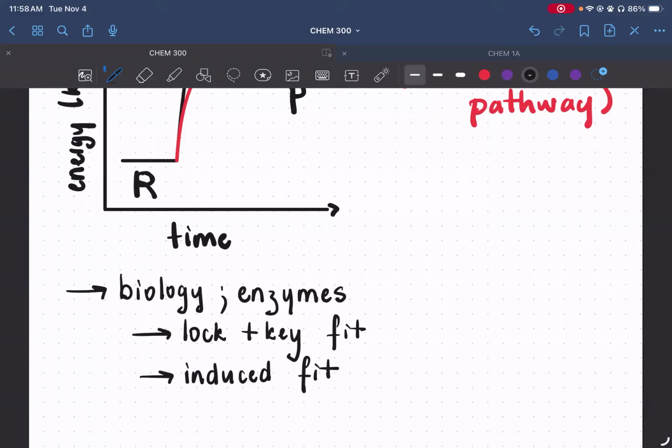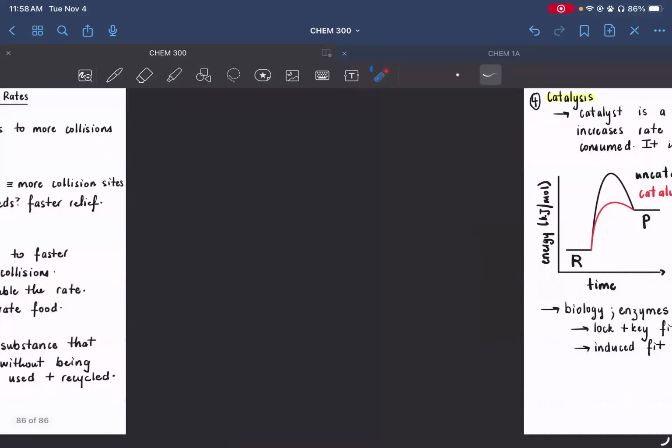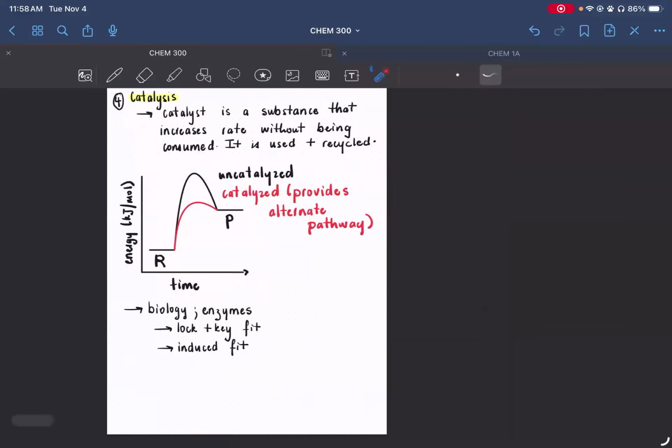If these terms mean nothing to you, don't worry about it. These are explicitly biology. I'm not going to ask you details on how enzymes specifically work. But it is good for you to know that enzymes in general are a good example of catalysts. Do we have any questions so far? Okay.